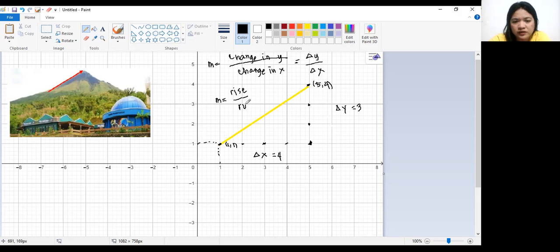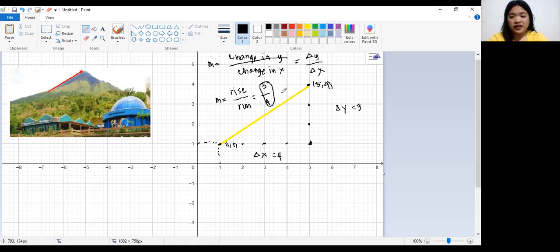Mas familiar kayo dun, di ba? So, rise over run. Your rise is 3. Your run is 4. So, that means ang steepness or slope nito is 3 over 4 or 3/4.